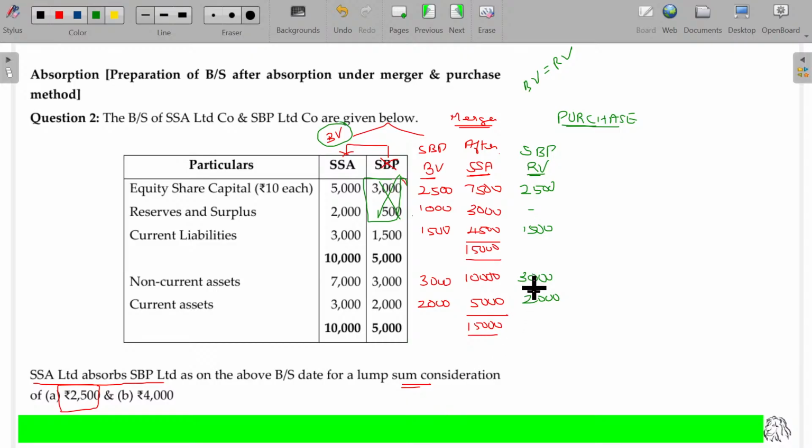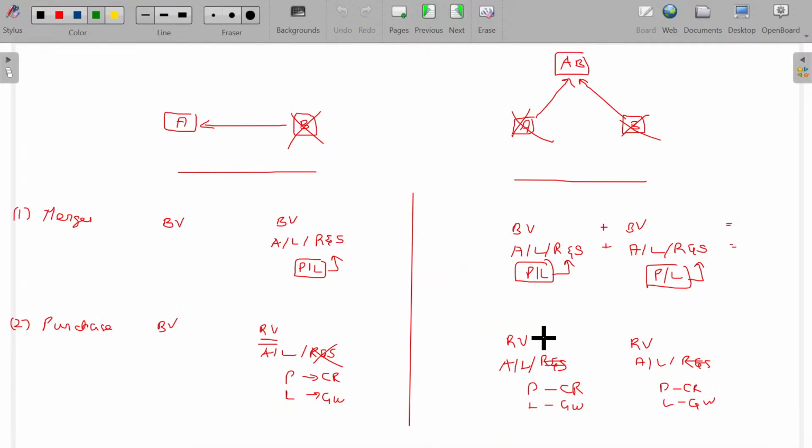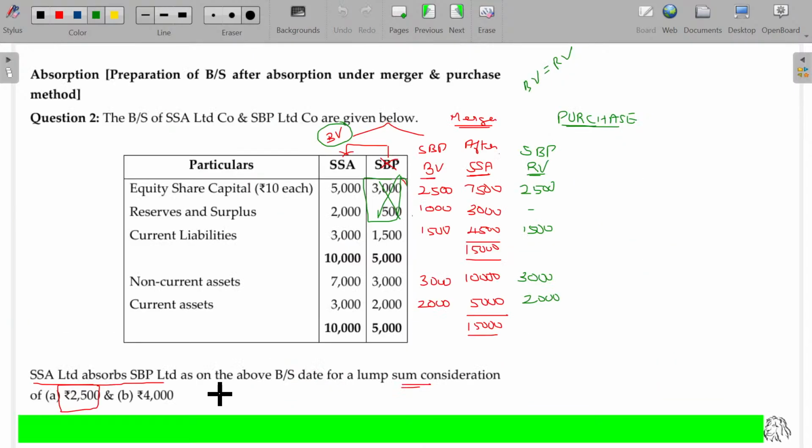So net assets being 3,000 plus 2,000, 5,000. And 1,500 is the liability. If I subtract, then the ultimate value is 3,500. 3,500 is the net worth, but for them I am paying only 2,500. So I am paying 1,000 rupees less. The 1,000 rupees less is my gain. Under the purchase method, whatever the gain may be, it will be named as CR account. Is that clear?